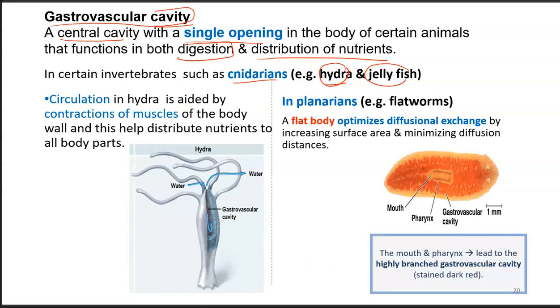There will be contraction of muscle that will digest the food and help distribute the nutrients to all body cells. Kat situ juga akan berlaku process exchange of materials. The nutrients will be absorbed by the body cells, and the waste will come out through the same opening. Kat situlah makanan masuk, kat situlah waste keluar. These are the tentacles of the Hydra to catch the prey. Circulation in Hydra is aided by the contraction of muscle of the body wall, and this helps distribute the nutrients to all body parts.